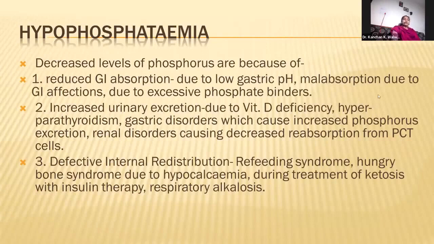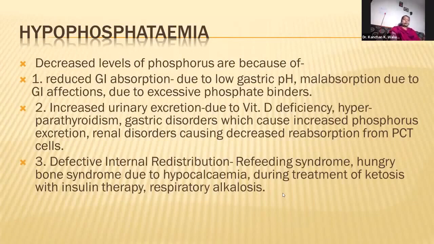Now, the third reason is defective internal redistribution, because this is again a syndrome which is called refeeding syndrome. Suppose an animal is being starved for a long time, and if it is offered a good amount of food, there will be excess of certain minerals and deficiency of certain minerals. Deficiency will be okay, but excess of certain minerals will not allow certain minerals to get absorbed. So this is called refeeding syndrome.